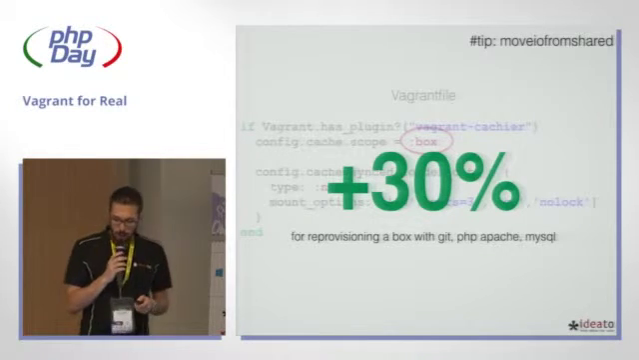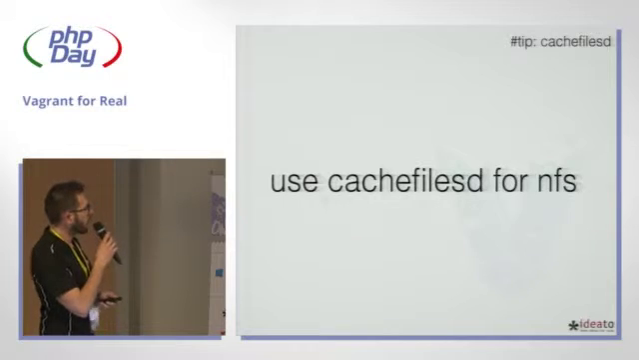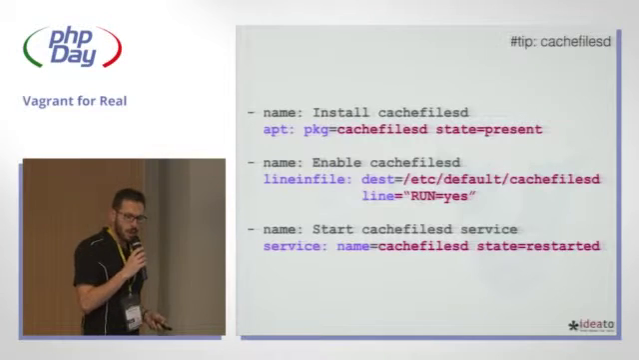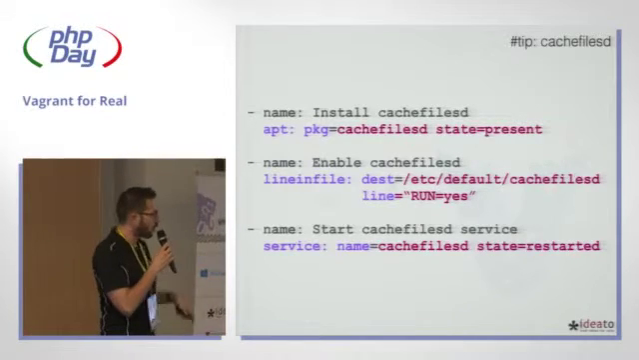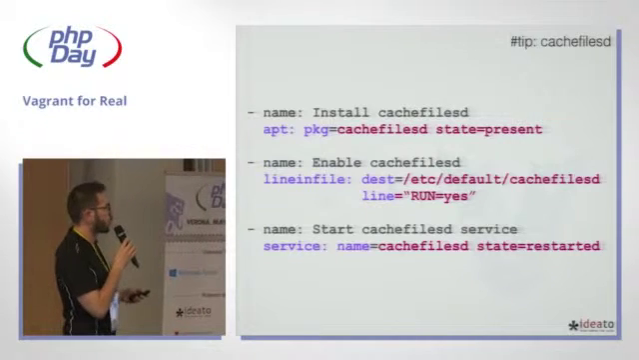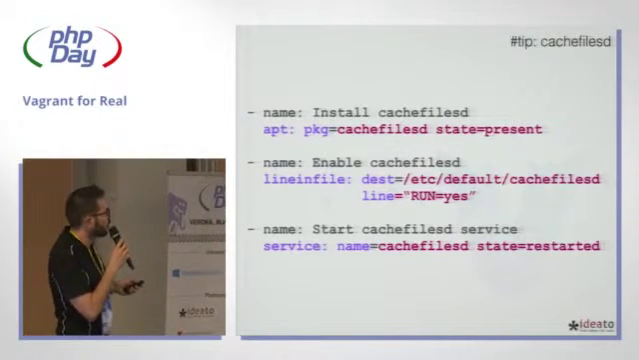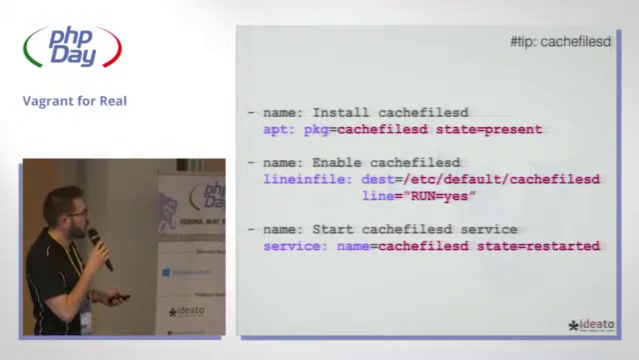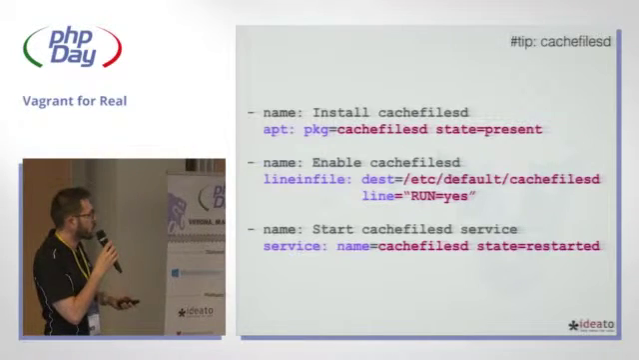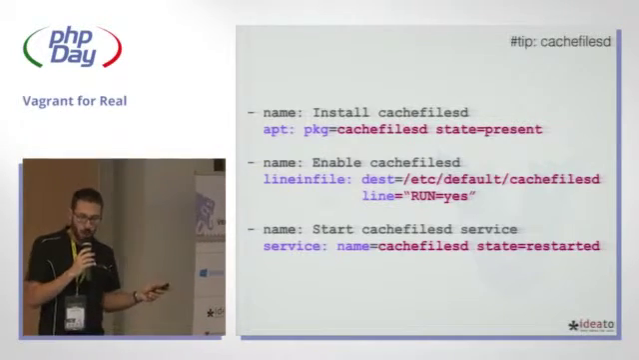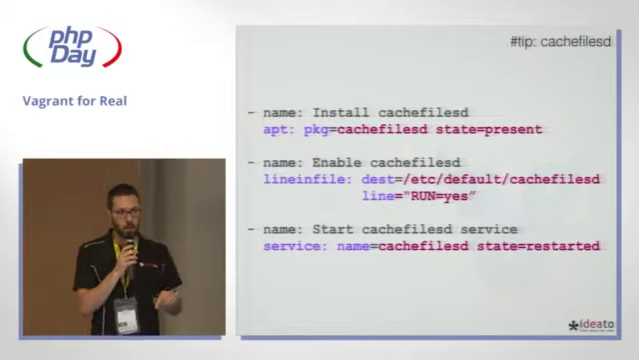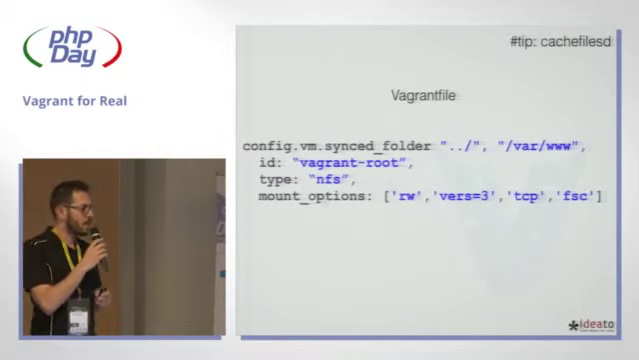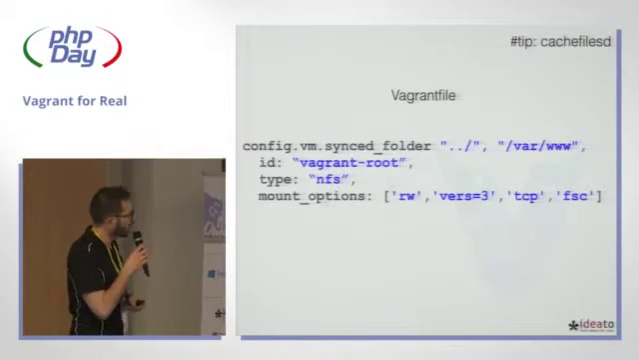Okay, last tip about performance. If you use NFS, you can try to use cachefilesd, which is a small package you can install on the virtual machine. Here is an Ansible snippet, but actually it's not really important. You can install it via apt, okay? And you just need to put this configuration line on the config file and start the service. Again, it will create a cache directory inside the virtual machine, and yeah, performance should be better, as I'll show you in a brief moment.